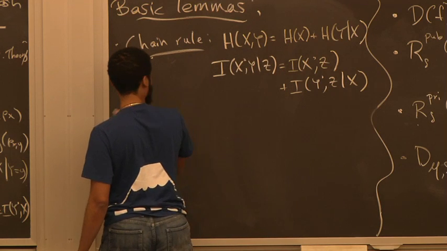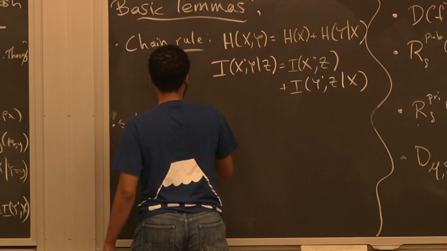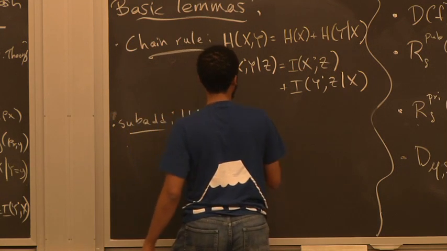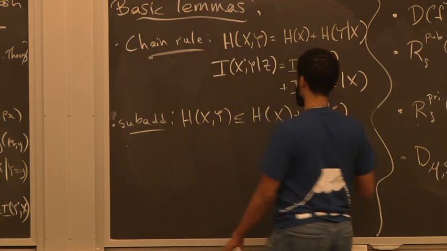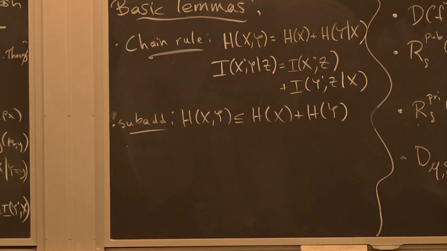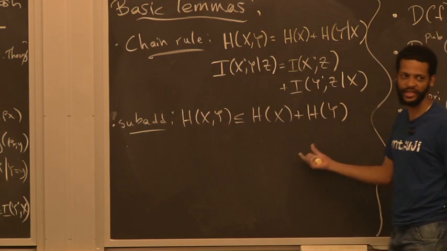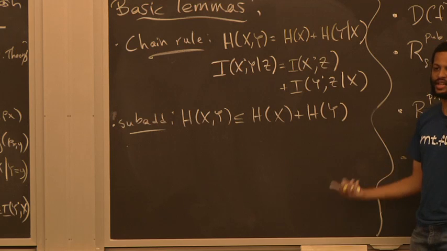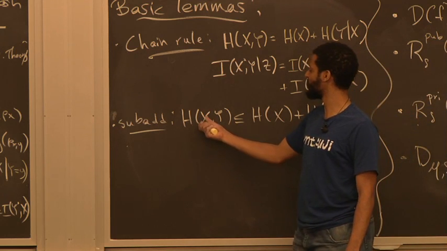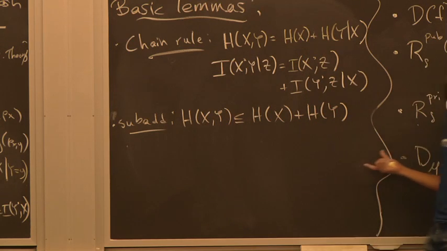There's also subadditivity, which says that H of xy is at most H of x plus H of y. Right? The amount of randomness in this pair of random variables is at most the sum of the randomness in each of them. And this is an equality if and only if x and y are independent. If x and y are independent, then you really are separately learning the information in x and the information in y. But if there's some correlation, then there's less randomness in their joint distribution. Okay.